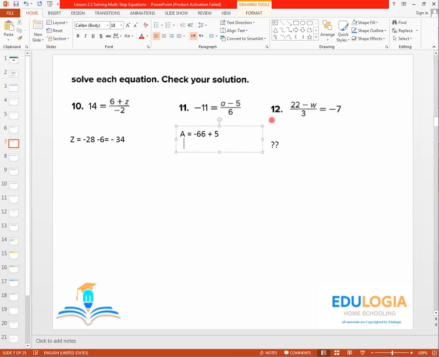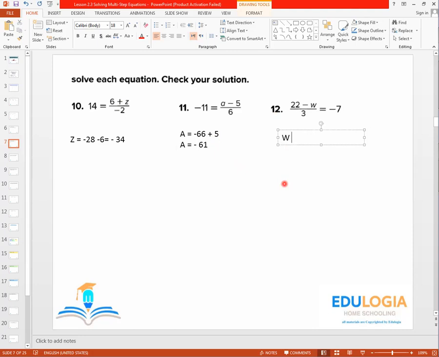Okay, and now it's A equals negative 66 plus 5. We have two numbers, different signs. I have to subtract, taking the large number sign. It's negative. So it's 66 minus 5. 66 minus 5 is 61. That's all.